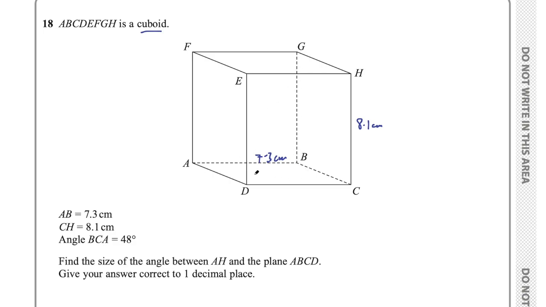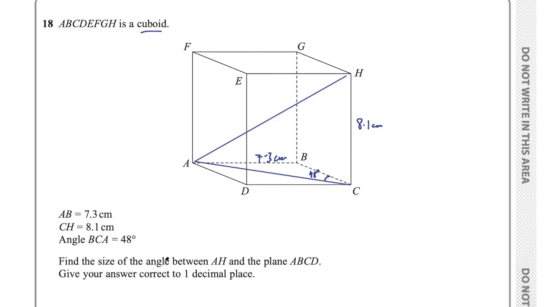So where's BCA? That's in here. Okay, BCA, that's this angle. That's 48 degrees in there. That's like the bottom of the cuboid, the angle between one edge and the diagonal. Really try to think three-dimensionally for this question. And we're looking for the size of the angle between AH, which is this line, and the plane ABCD, so that's the base of the cuboid.